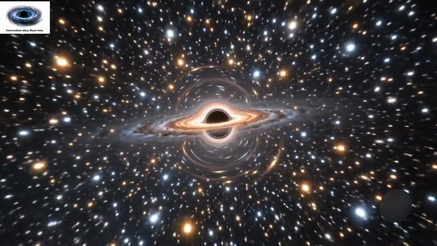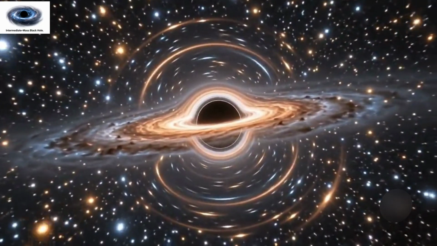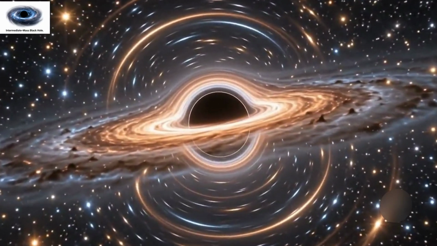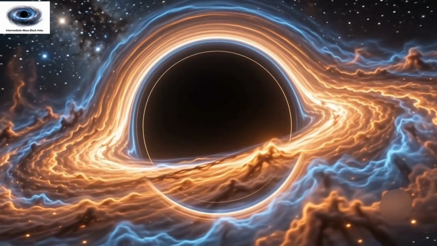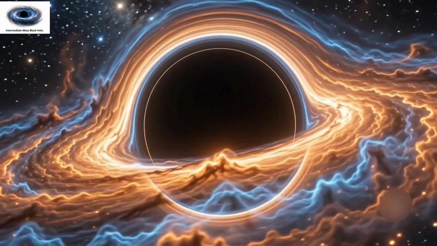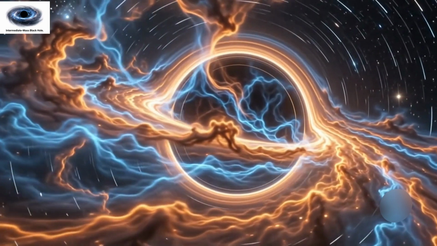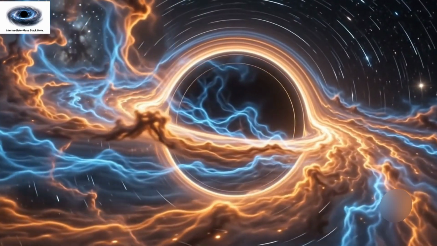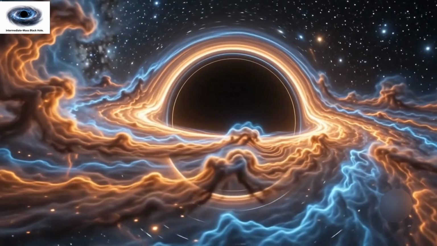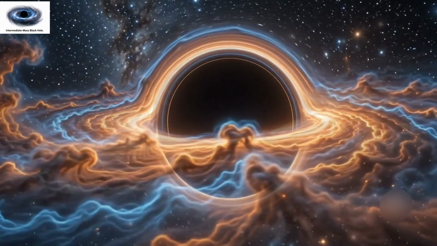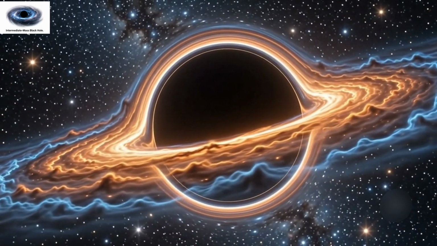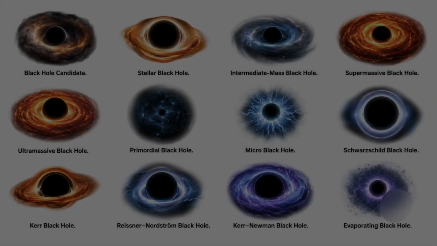For many years, astronomers searched for them because they seemed to be missing from observations. Today, evidence suggests they exist inside some dense star clusters and small galaxies. They may have formed through repeated collisions and mergers of stars or smaller black holes, making them an important clue to understanding how larger black holes grow over time.